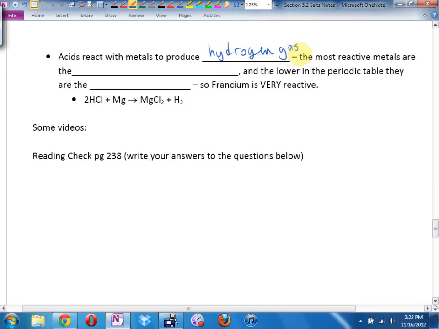Bubbles. What about flammable then? Yep. Very. The most reactive metals are the ones on the very left on the periodic table. What do we call the ones on the very left of the periodic table? The alkali metals. And the lower in the periodic table they are, the more reactive. Francium, which is in the bottom left corner of the alkali row, is extraordinarily reactive. Put your pencils down, look up.